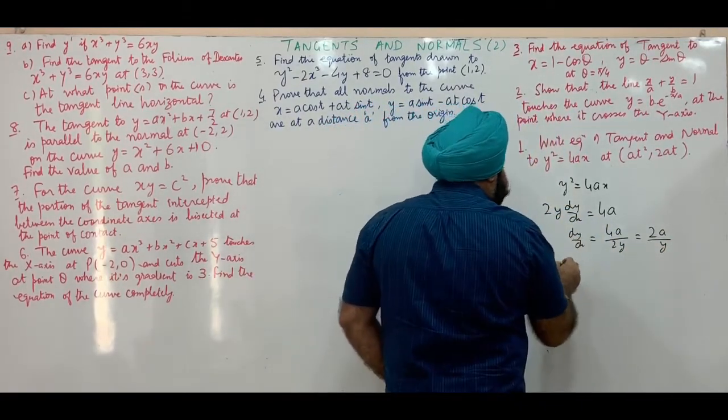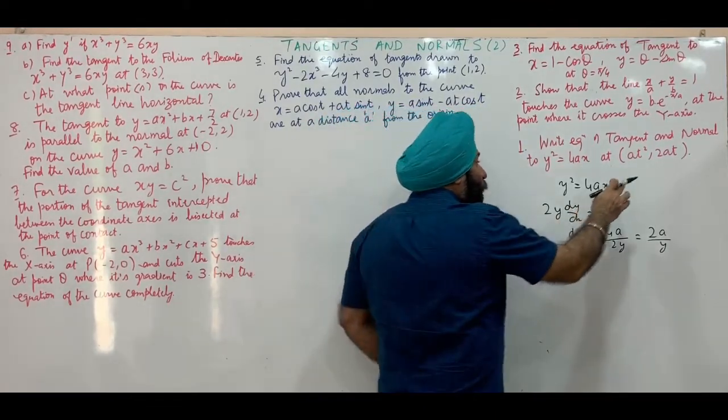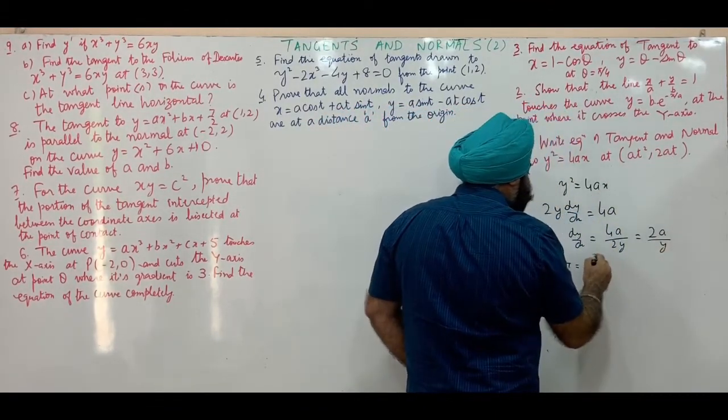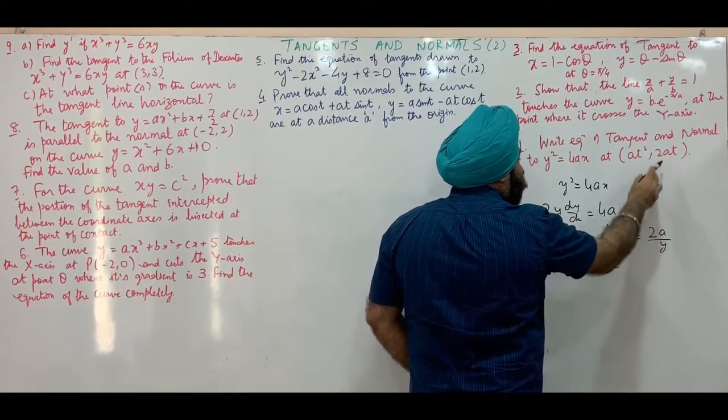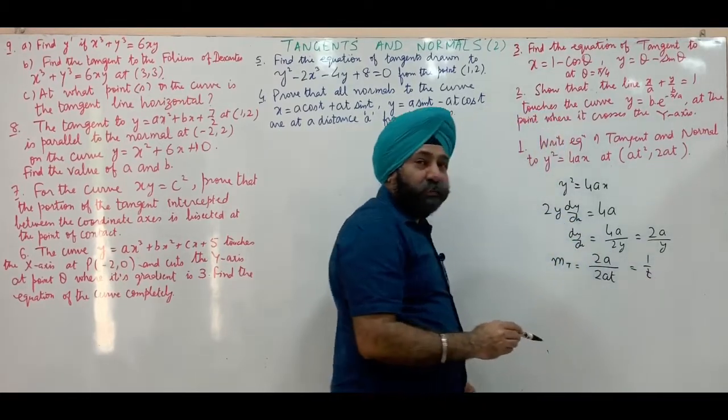This is the derivative. And what is the slope of tangent? We substitute the point at square, 2at here. This is 2a upon y. The y coordinate is 2at. So that's 1 by t. This is the slope of tangent.